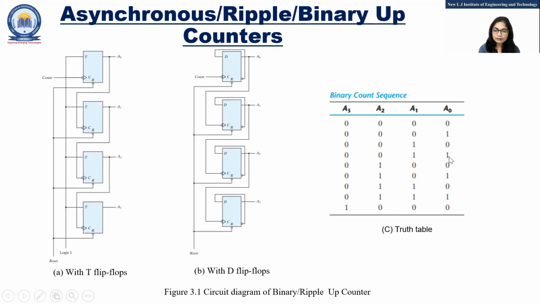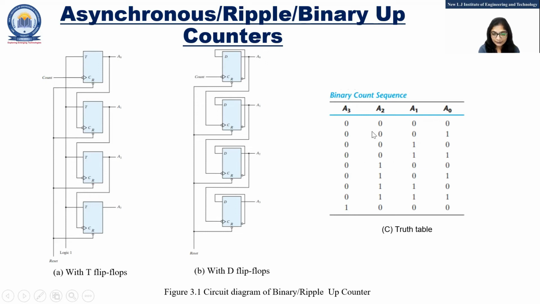Similarly, whenever A1 changes its state from 1 to 0, A2 will change its state from 0 to 1. Means whenever A1 is changing from 1 to 0, at the negative edge, the next flip-flop, A2, will change its state. Similarly, when A2 changes its state from 1 to 0, the next flip-flop, A3, will change its state from 0 to 1.